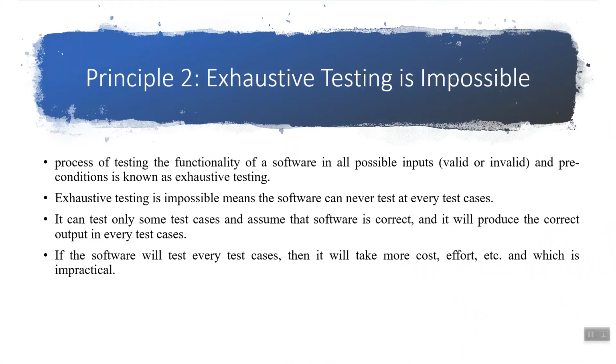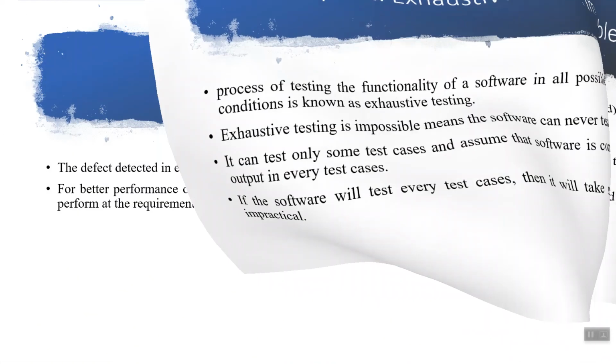So the next principle is exhaustive testing is impossible. The process of testing the functionality of a software with all possible inputs, valid or invalid inputs and preconditions is known as exhaustive testing. Exhaustive testing is impossible, means the software can never be tested with every test case. It can test only some test cases and assume that the software is correct and it will produce the correct output in every test case. If the software is tested with every test case, then it will take more cost, effort, etc., which is impractical. So exhaustive testing is impossible. This is the second principle.